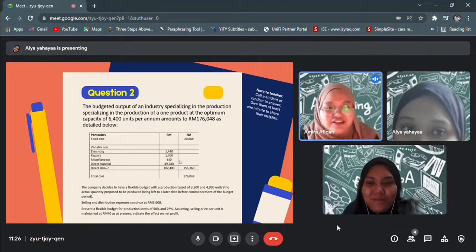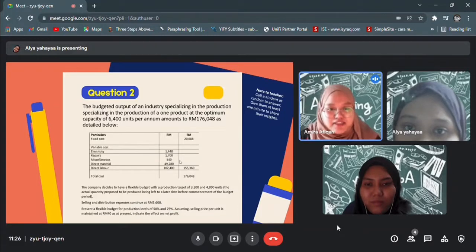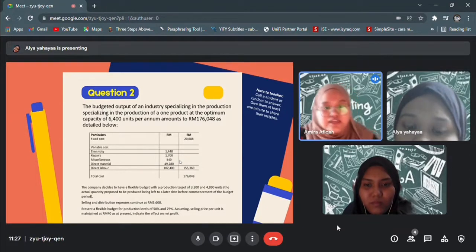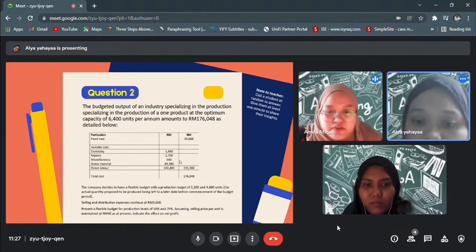Okay, thank you, Safina. For question 2, the budget output of an industry specializing in the production of a wine product at the optimum capacity of 6,400 units per annum amounts to RM176,048 as detailed below. The company decided to have a flexible budget with a production target of 3,200 and 4,800 units, with the actual quantity proposed to be produced being left to a later date before commencement of the budget period. And the selling and distribution expenses continue at RM3,600.